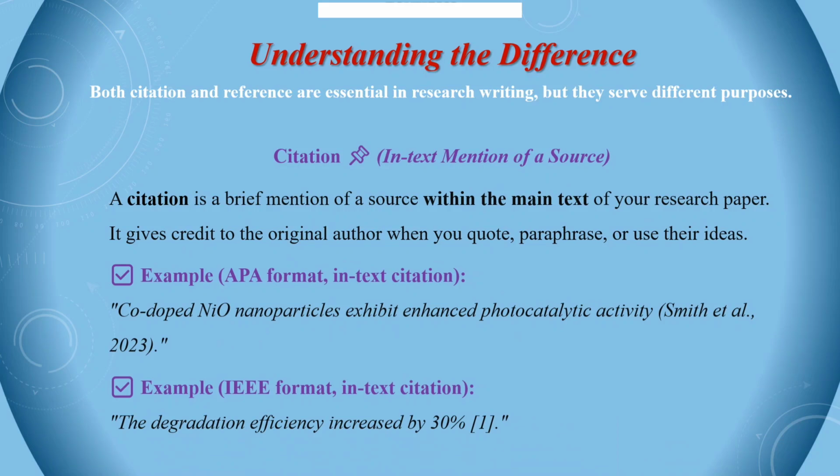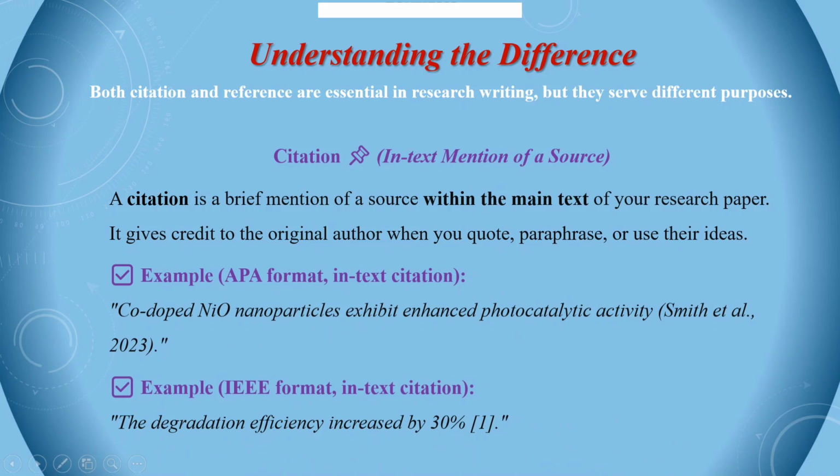when we are talking about APA format, for example, if we say that cobalt-doped nickel oxide nanoparticles exhibit enhanced photocatalytic activity, it means this is very important information. So for the source from where we got this information, we write the author's name, say Smith et al. 2023. Or in the second format, IEEE, which is also known as Vancouver style of writing citations, we can write, for example, the degradation efficiency increased by 30%.